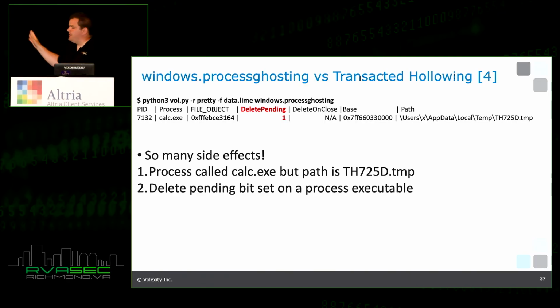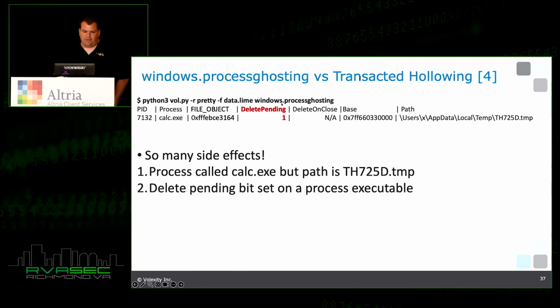So I'll go through these kind of quick, only have a few minutes left, but this is versus what's known as transacted hollowing. So abusing NTFS transactions to have a hollowed process. Leaves a lot of side effects. You can see the process is named talc.exe, so that was what was being hollowed. But because of abusing transactions, you end up running as this really weird temp file that the operating system creates.